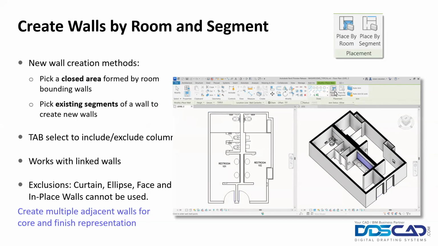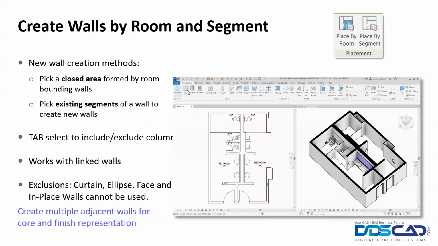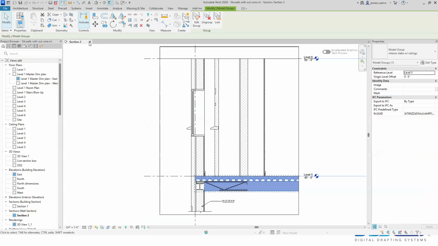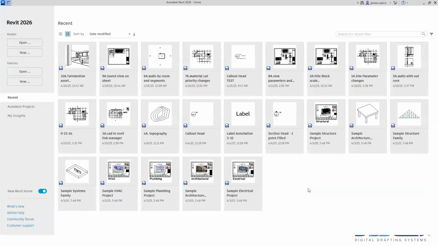In-place walls, I believe it's actually talking about the face-based walls when you use massings. Very well, let's see this in Revit. Go ahead and close this. Save changes, no to this.